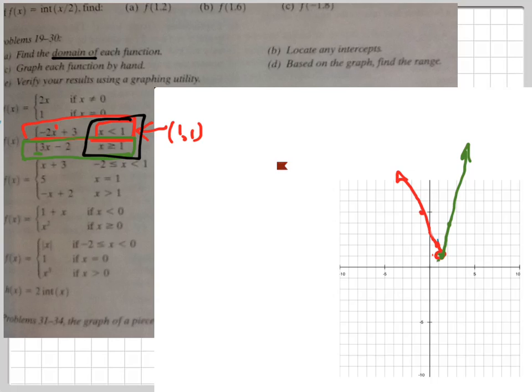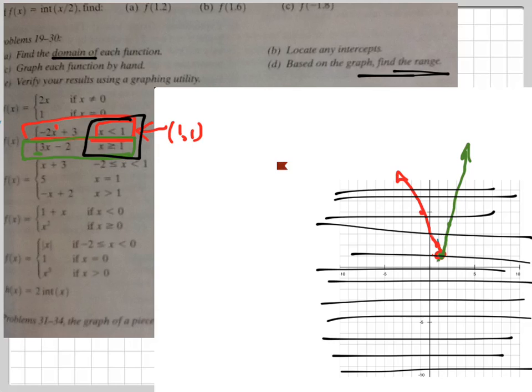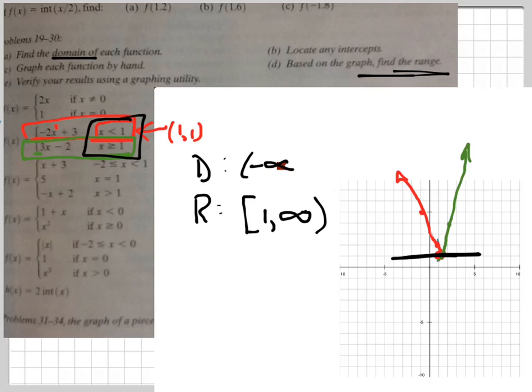If they ask for the range, which they are, for part D, I'm going to do a horizontal line scan. Does that hit the graph? No, no, no, no, no. Yes, yes, yes, yes. So what's my domain? What's my range? My range is everywhere where y is defined, which would be from, including this line right here, which is 1, to positive infinity. That's my range. My domain is all real numbers, so it's negative infinity to positive infinity. That's part A. This was part D. Let's figure out part B.